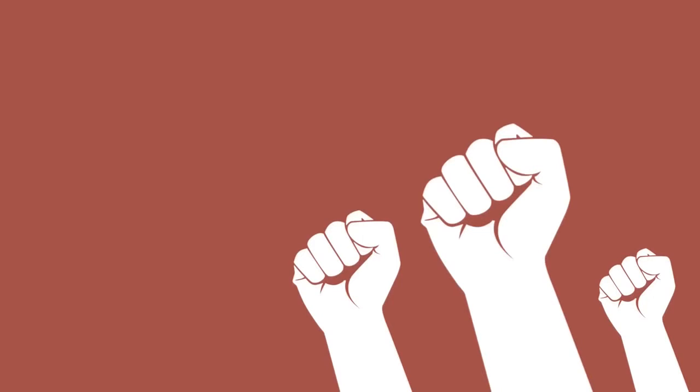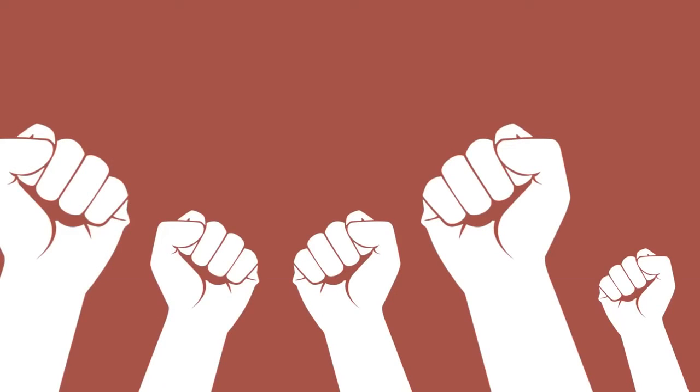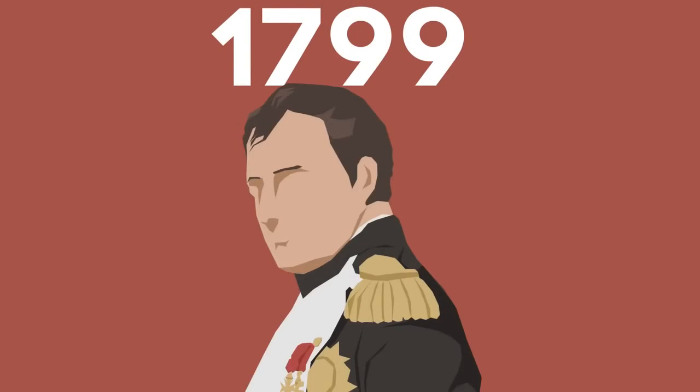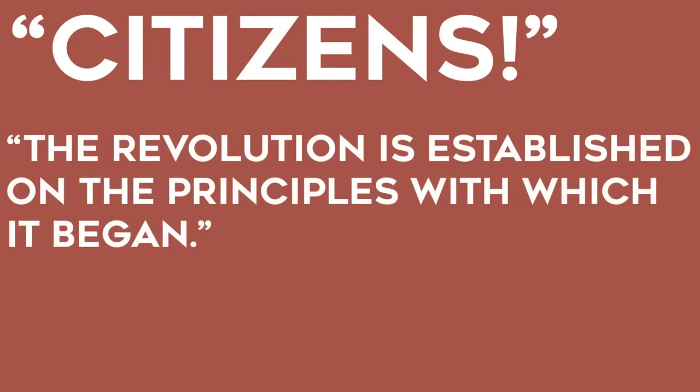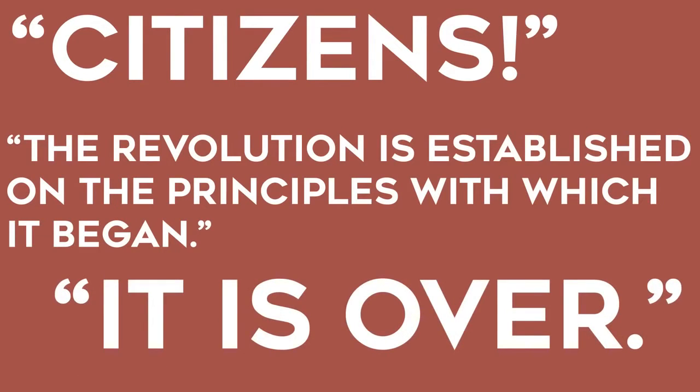There were many coups and counter-coups during this time. But I've already dragged on, so we'll skip to 1799 when Napoleon seized power and became the first consul of France. "Citizens," Napoleon proclaimed, "the revolution is established on the principles which it began. It is over." Which is a nice way of saying we just spent a decade murdering each other and getting in wars for nothing.